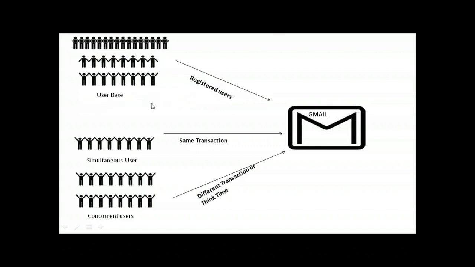A user base means that they have registered for this Gmail application and they have the capability to use this Gmail application at a point of time. Out of this user base, certain users are the virtual concurrent users, which means that they are active on the Gmail application doing different functionalities or different transactions. Out of these concurrent users, there are certain simultaneous users who are using a certain functionality at the same point in time.